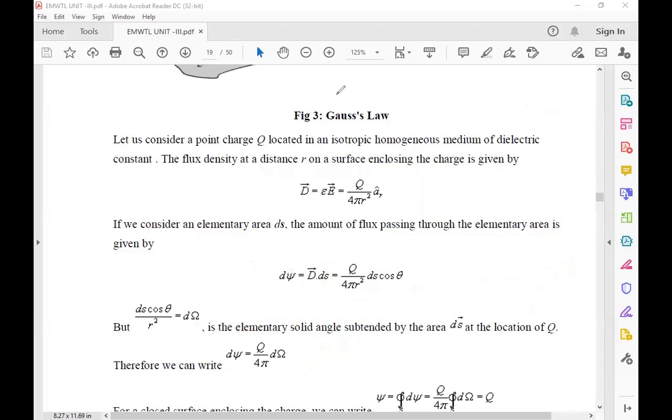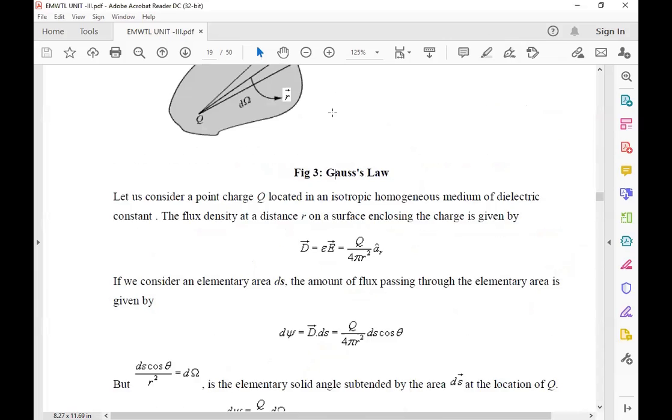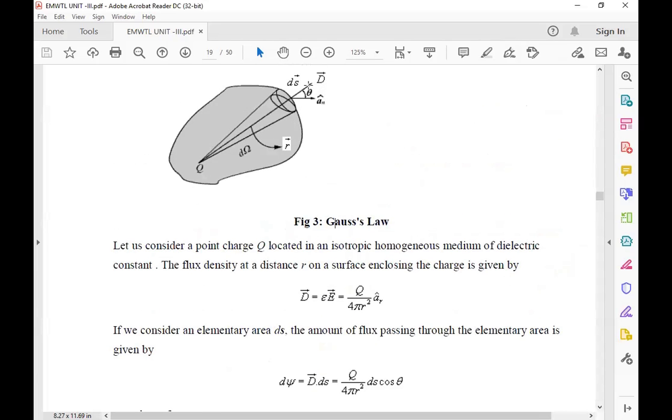Otherwise, simply, consider this as a right angle triangle. There is a cos theta, theta is there. This is the direction of aS, and the direction of D is aR bar. Here D is along aR bar, with an angle of theta to the aS bar direction. So aR bar dot aS bar is nothing but cos theta.